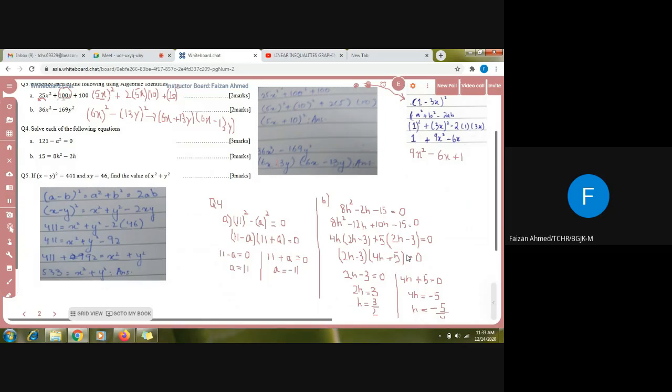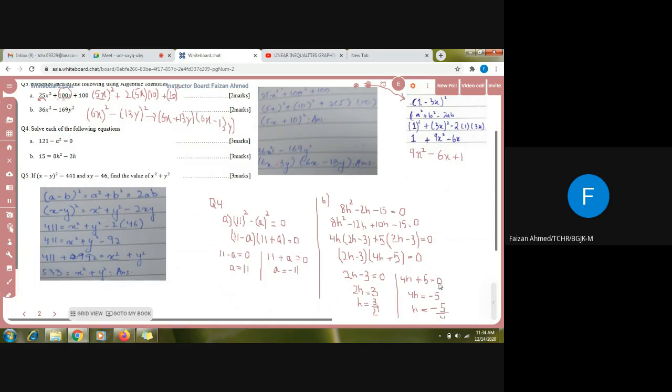Since these two brackets are equal to 0, I will equate them one by one equal to 0. 2h minus 3 equals 0. This minus 3 will move to the other side. 0 plus 3 will be 3. And this 2h, this 2 is being multiplied, so it will go to the other side and get divided. So h will be equal to 3 upon 2.